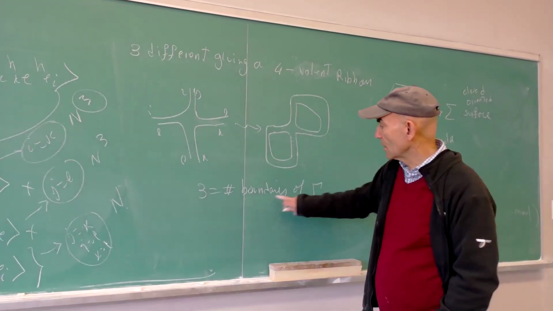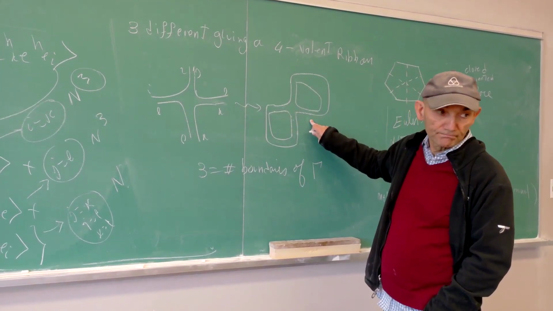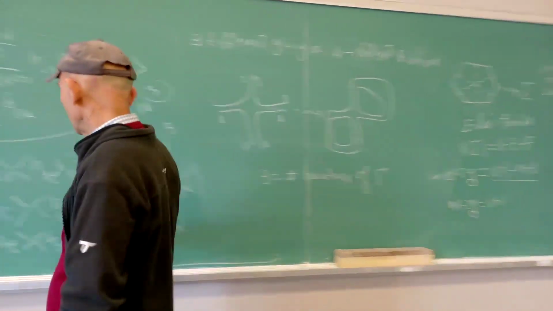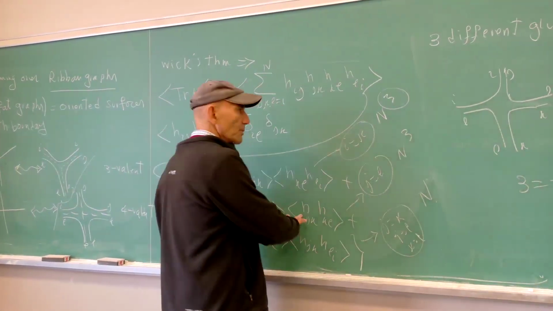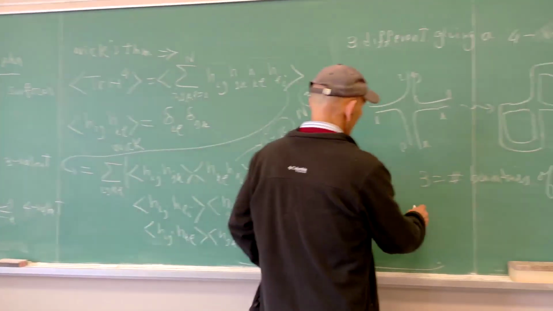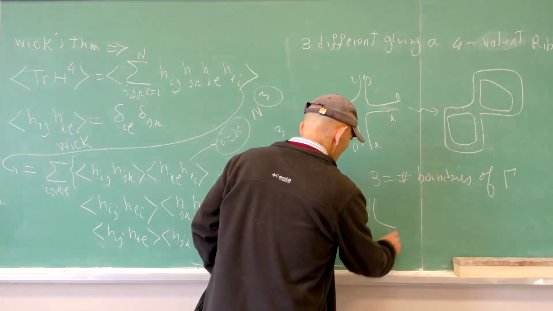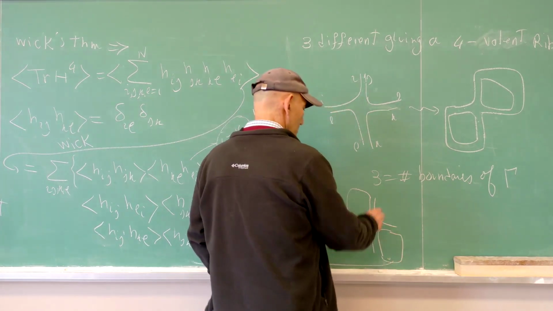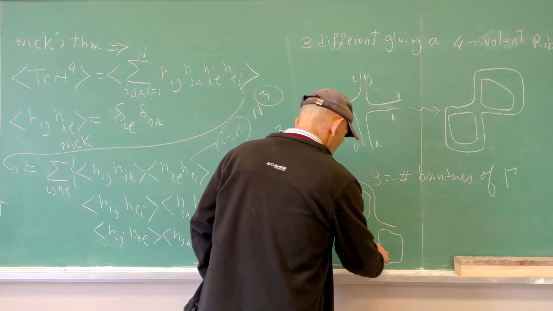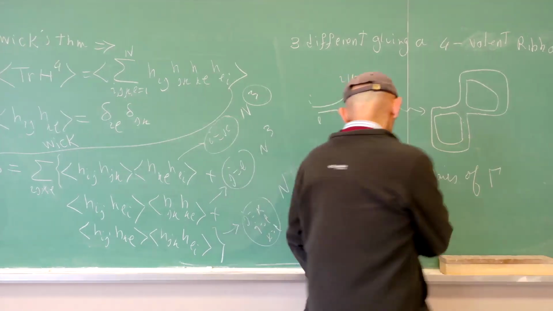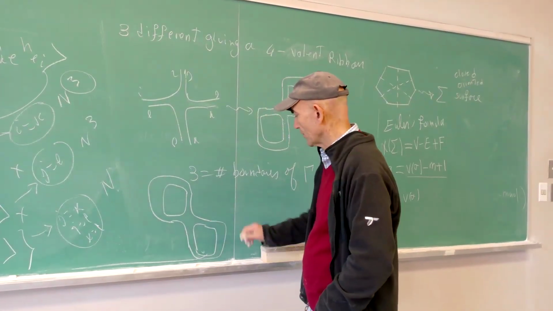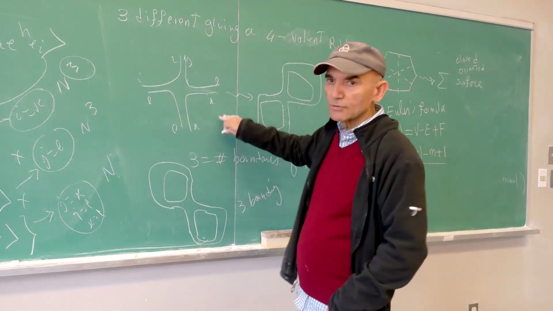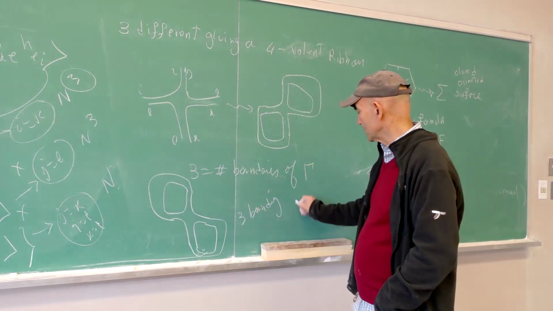Okay, so it's the number of this one. And in this case, this term corresponds to the other gluing. Now this time we can just do this. Again, you get 3 boundaries for this case. So this contributes n cubed, this contributes n cubed.